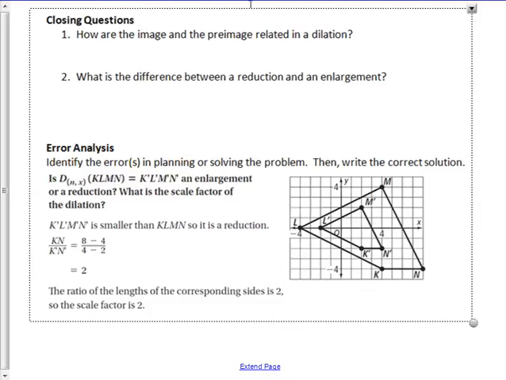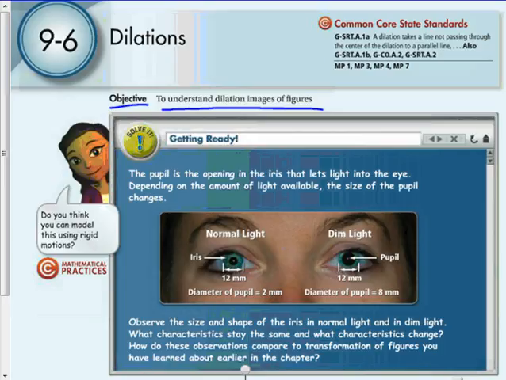If that is all, so think back. Did you learn something new about dilations or understand how to dilate images of figures, or find the dilation images of figures? That is section 9.6 on dilations.